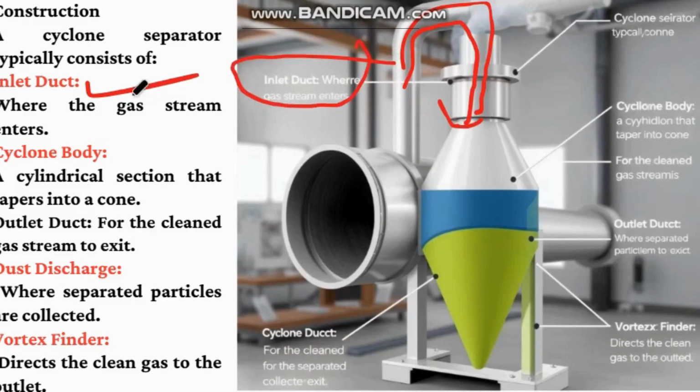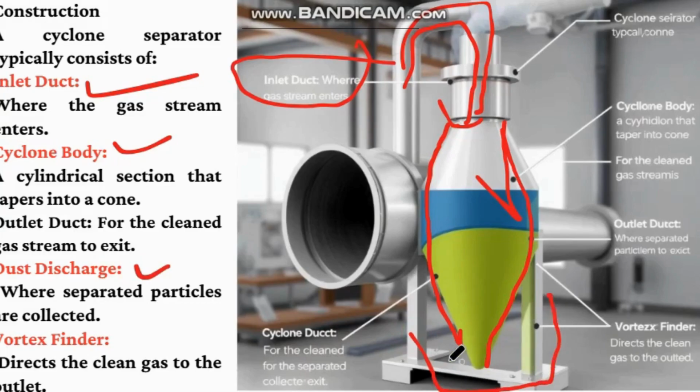The next one is the cyclone body. The cyclone body refers to this structure of the cyclone separator, which is conical in shape. That is why it is called a cyclone separator or cyclone body. The next one is dust discharge. Dust discharge is nothing but the receiver, or the collector bin, where the separated larger particles from the stream of air are collected. The next one is the vortex finder, which will direct the clean gas or air.